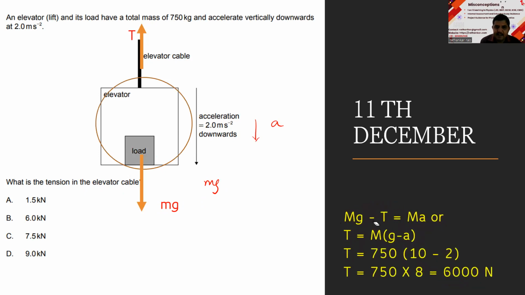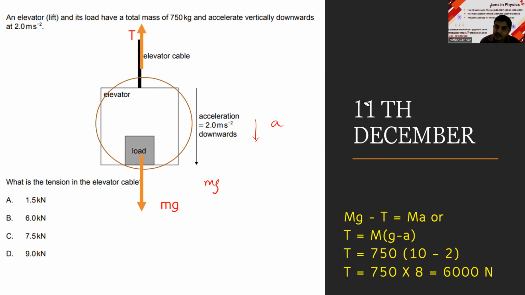So mg minus T is equal to ma. Why ma? Because it's a net force, right? By Newton's second law of motion, we know that the net force is equal to mass times acceleration. So mg is taken as positive, then T is taken as negative over here. Though conventionally we take T to be positive, here I take this to be positive and the other one to be negative. What is the reason? The reason is that mg is the direction of the force which is acting on it, and the object moves in the same direction. So I have taken this as positive.